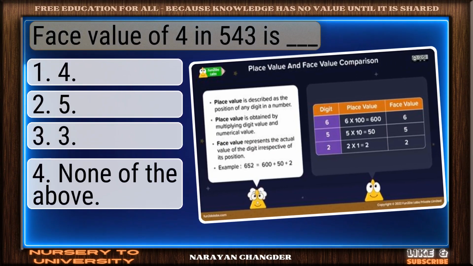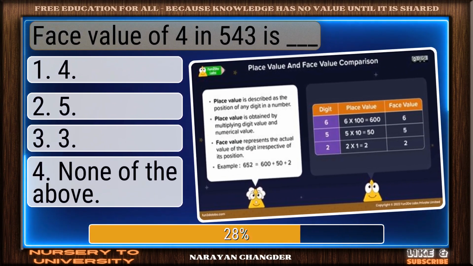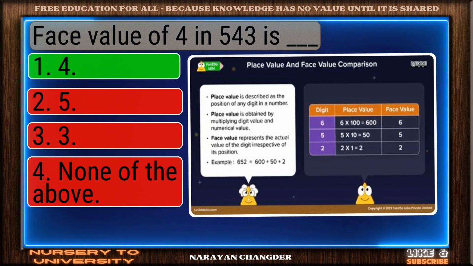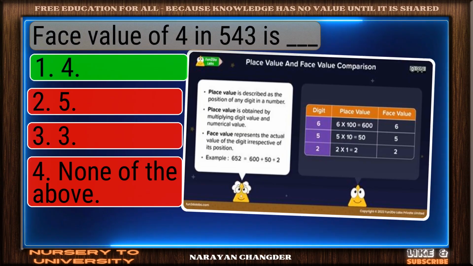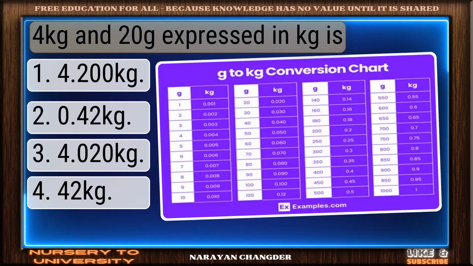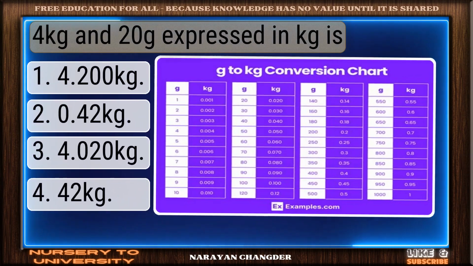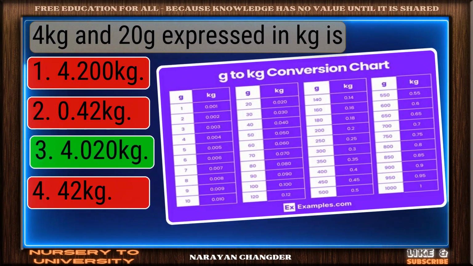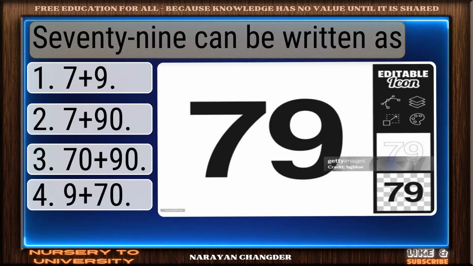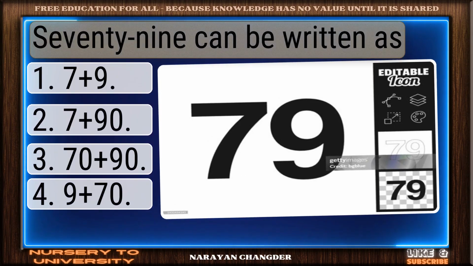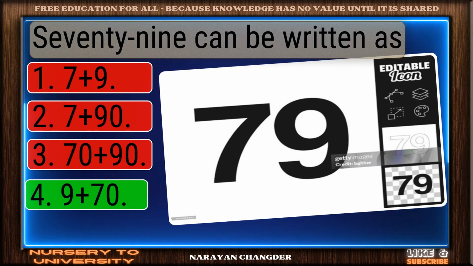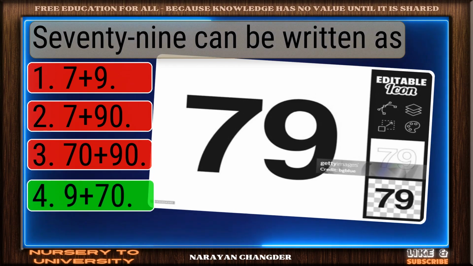Face value of 4 in 543 is dash. Clear logic. Your choice 4 is sound and 100% true. 4 kg and 20 g expressed in kg is? Solid response. 4.20 is a valid choice. 79 can be written as? Well done. 9 plus 70 is the right choice.